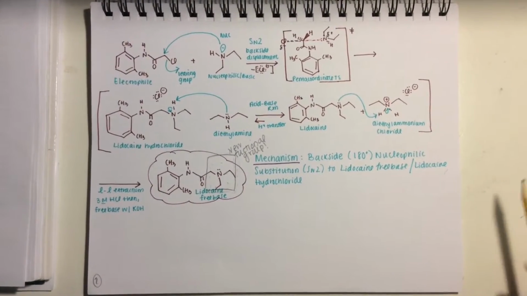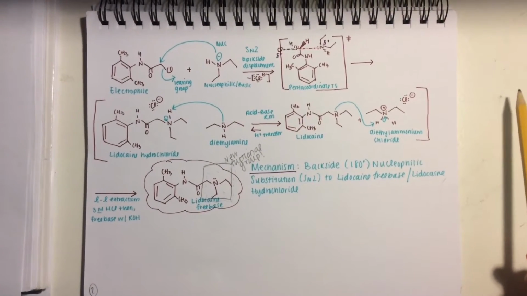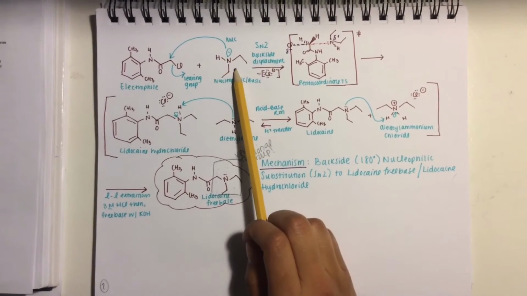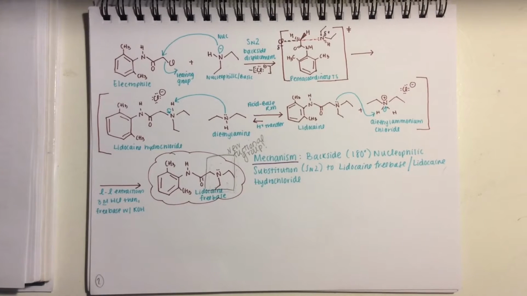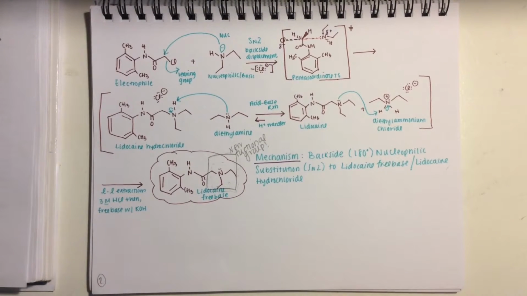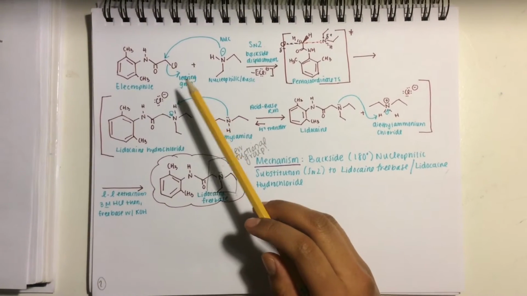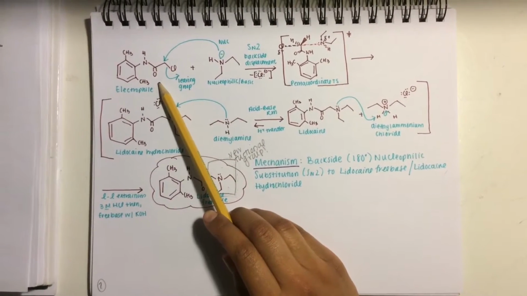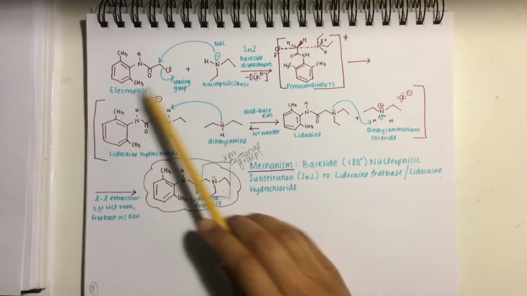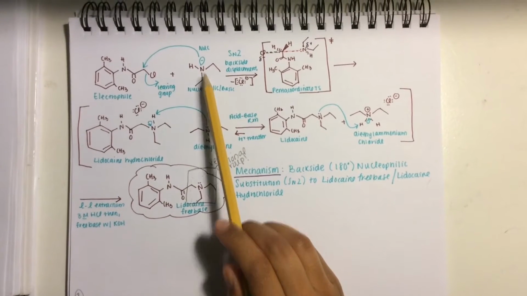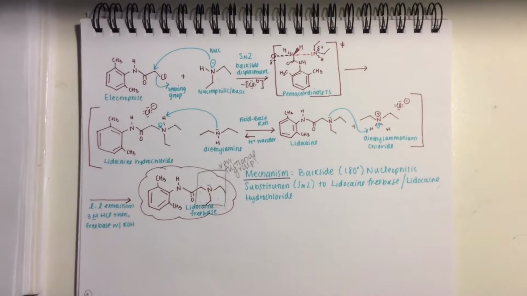The second part in synthesizing lidocaine is the substitution of N-2,6-dimethylphenyl chloroacetamide with diethylamine. A substitution reaction completes the synthetic sequence of lidocaine. So, the SN2 displacement of the chloride ion from N-2,6-dimethylphenyl chloroacetamide by diethylamine yields lidocaine hydrochloride.